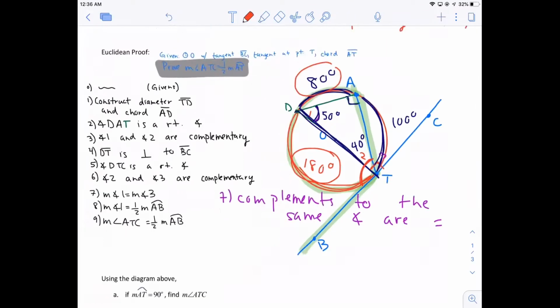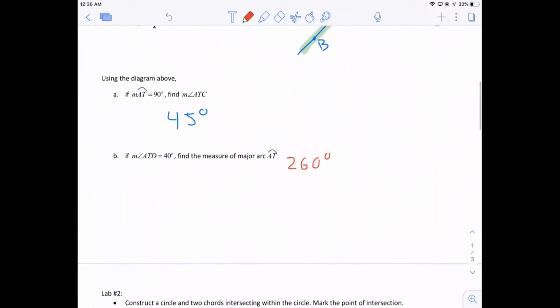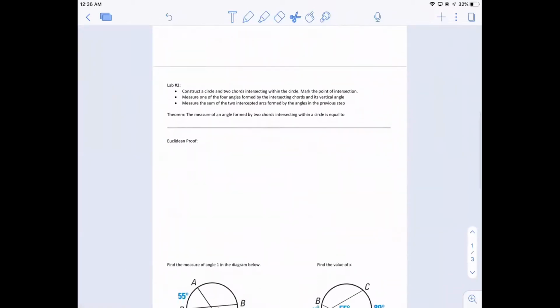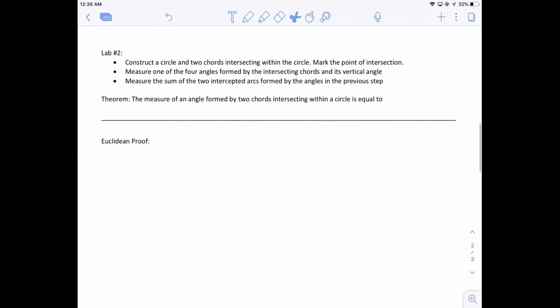And that would use our theorem that, again, that's half of the measure of the intercepted arc. So there we go. And let's take a look at our second lab. All right, this time I gave you directions. So go ahead, try this on your calculator, see what you can set up, and see if you can notice any relationships. All right, let me switch to there. Go ahead and pause the video and try it.